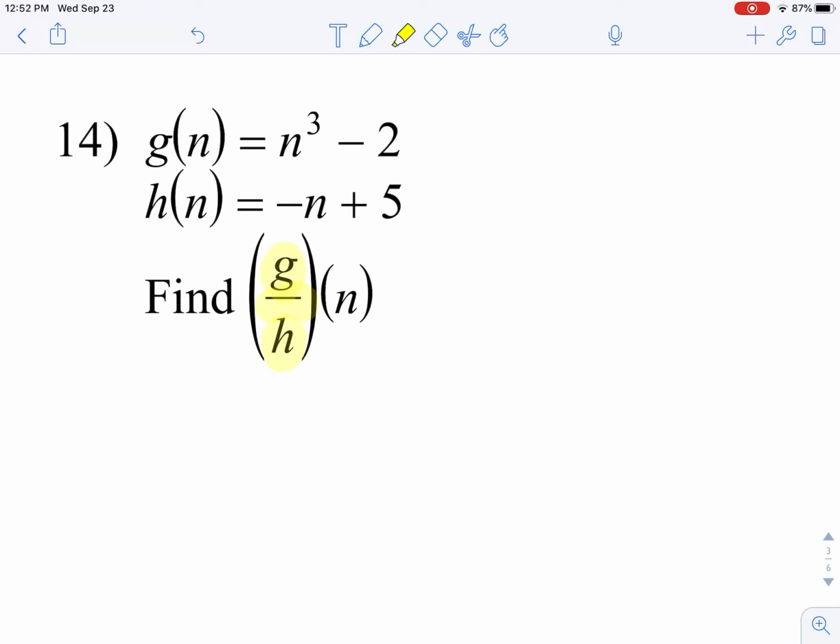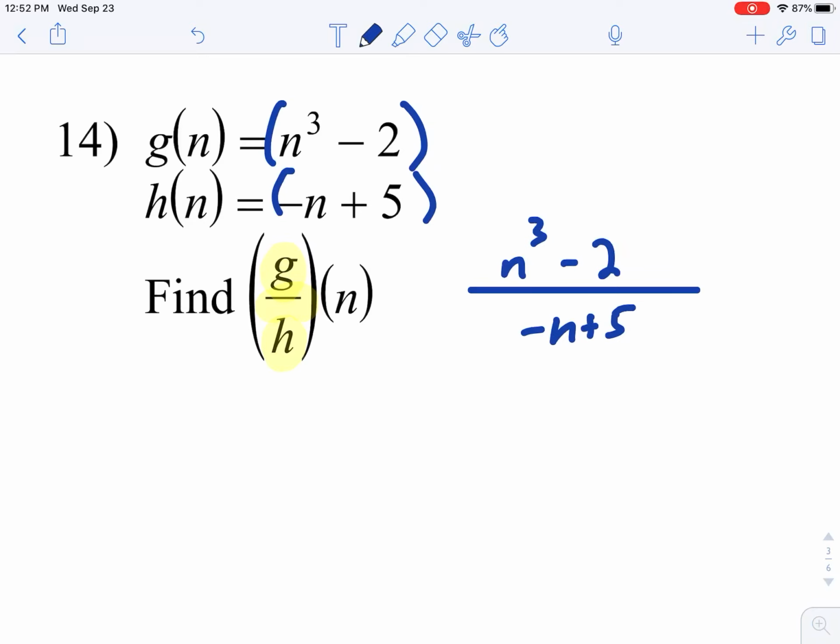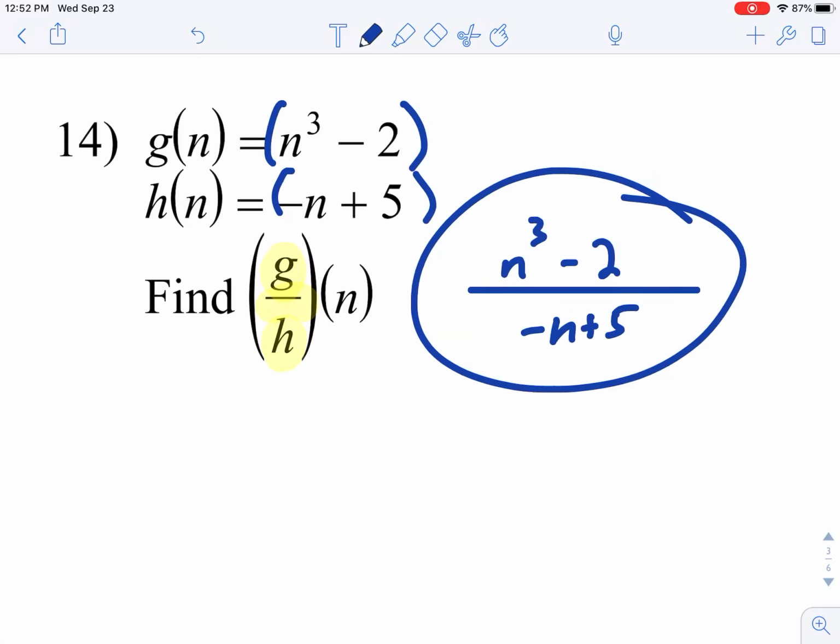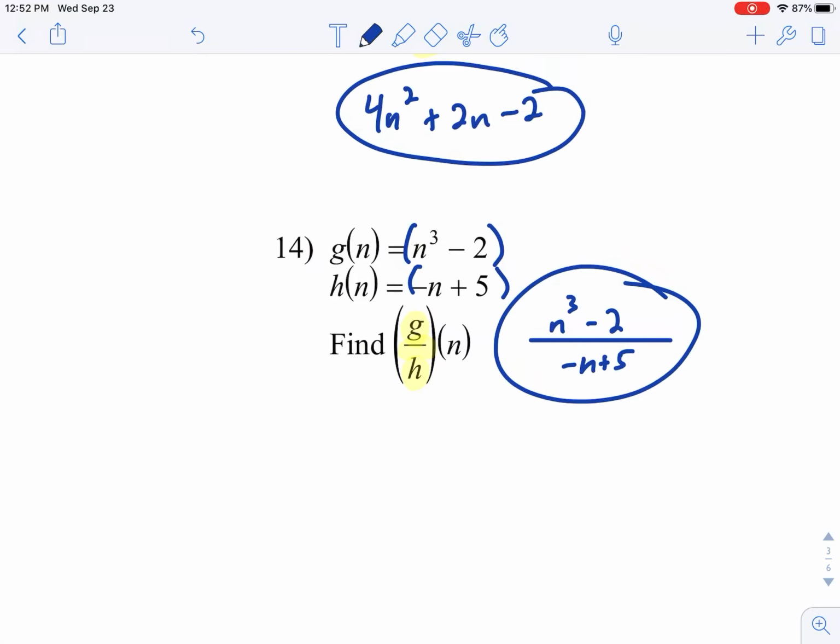To do g of n divided by h of n, you draw, oops, let me go back to a pen. You draw a fraction bar. You put g of n on top. You don't even need parentheses. You put h of n on the bottom, and you're done. That's the answer. This is not going to simplify or work out.